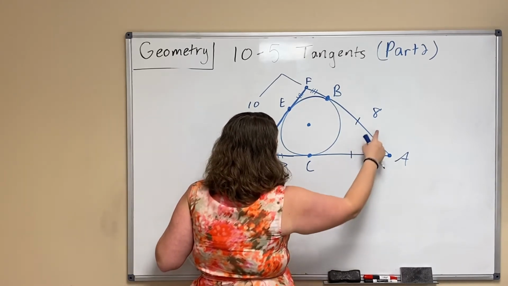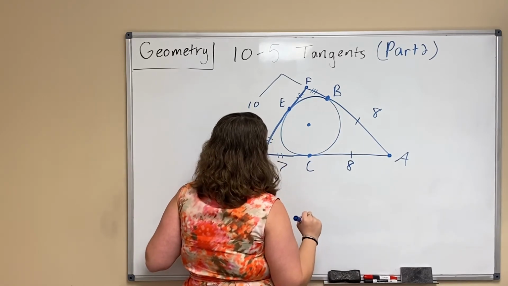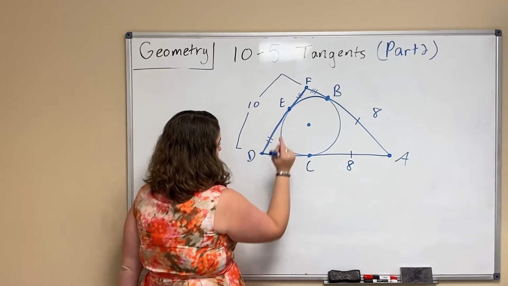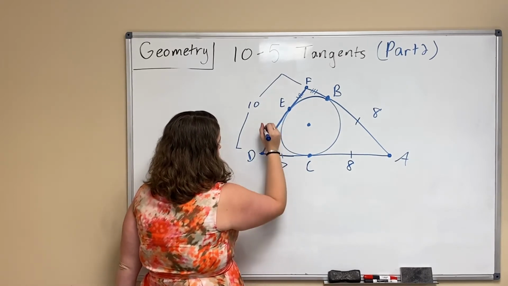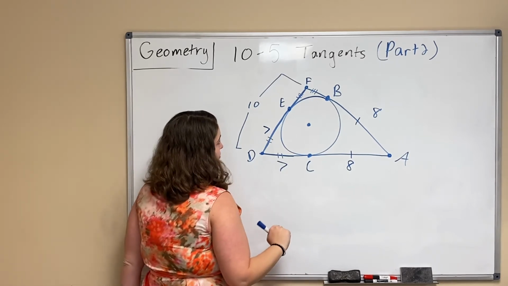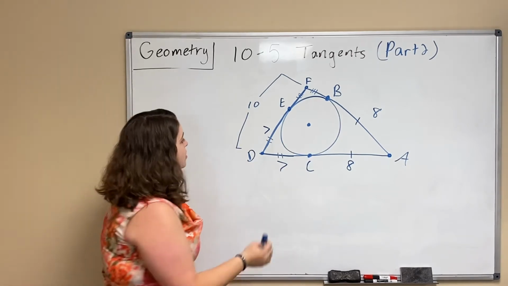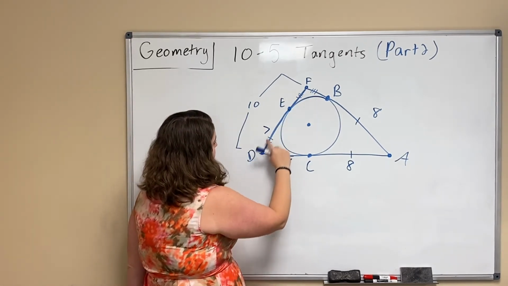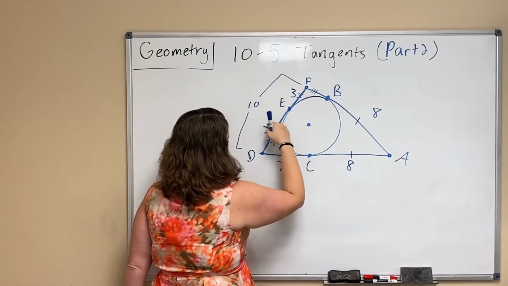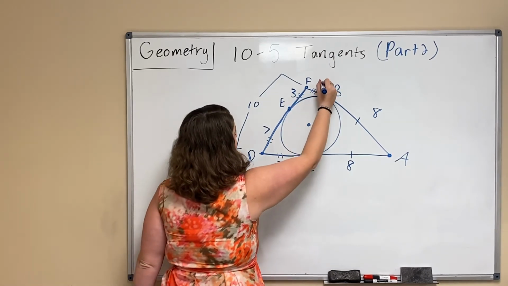So I know that this one and this one are congruent. So if this one is 8, that one's got to be 8. I also know that this one and this one are congruent. So if this one's 7, this one has to be 7 as well. What I need to figure out now is FB. Now what I know is that the whole side is 10, this portion is 7, so this portion is going to end up being 3. 10 minus 7, 3. And I know that these two are congruent, so that one has to also be 3.